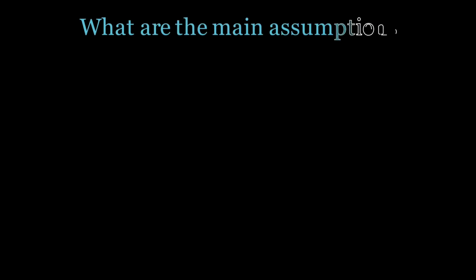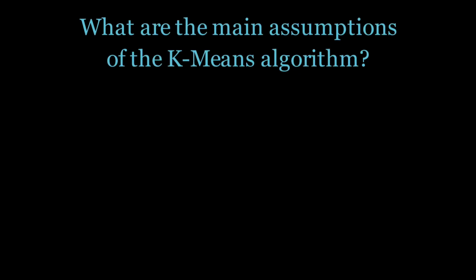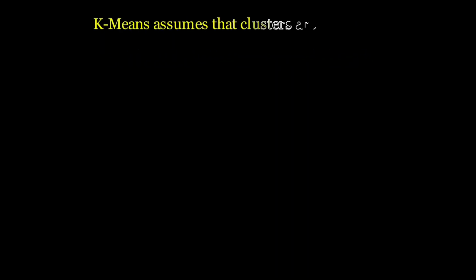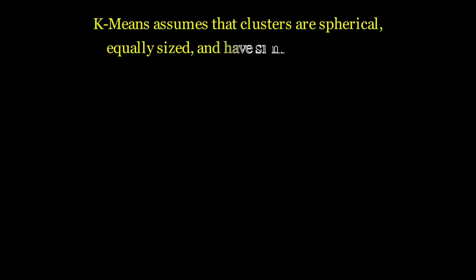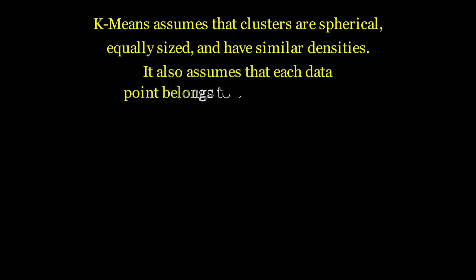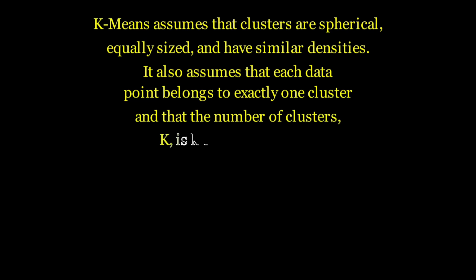What are the main assumptions of the K-means algorithm? K-means assumes that clusters are spherical, equally sized, and have similar densities. It also assumes that each data point belongs to exactly one cluster and that the number of clusters K is known beforehand.